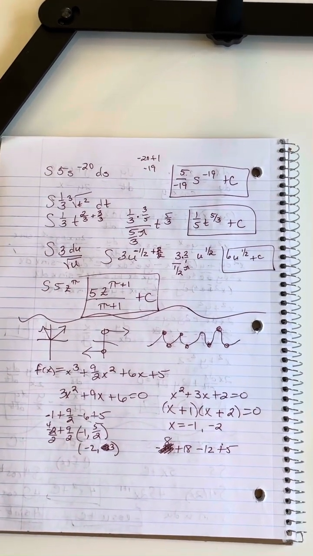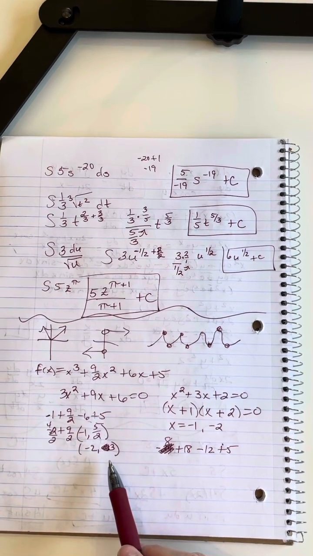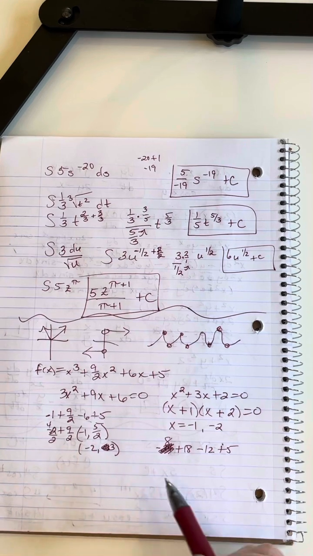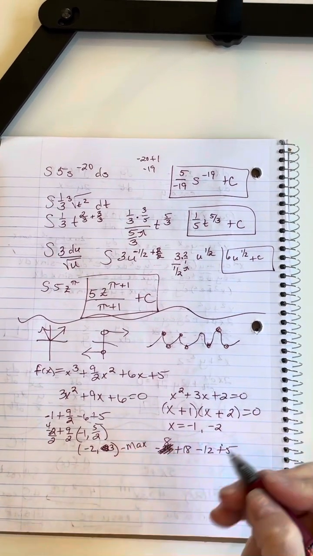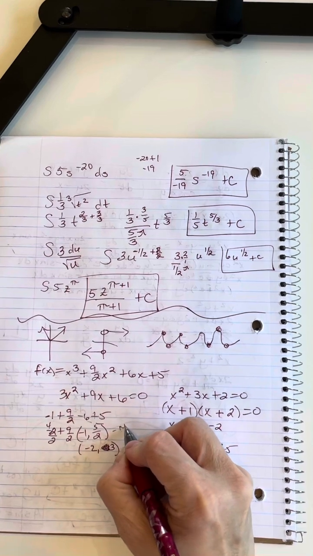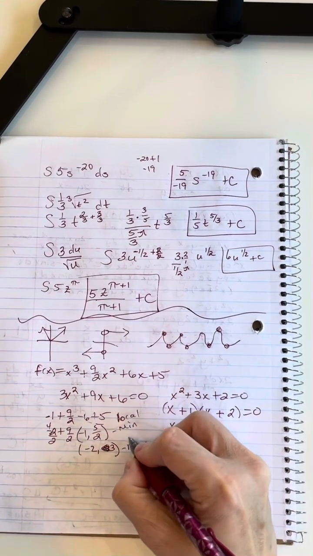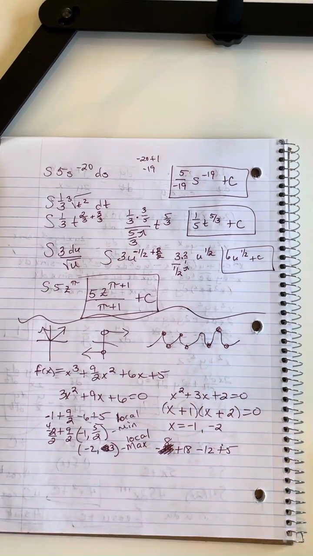So now I have the 2 coordinate points. Which one is higher, the 5/2 or the 3? Well, by just a smidge, the 3. So that means that this negative 2, 3 is my local maximum point, and this one is my local min. I should write that. Local max and local min points.